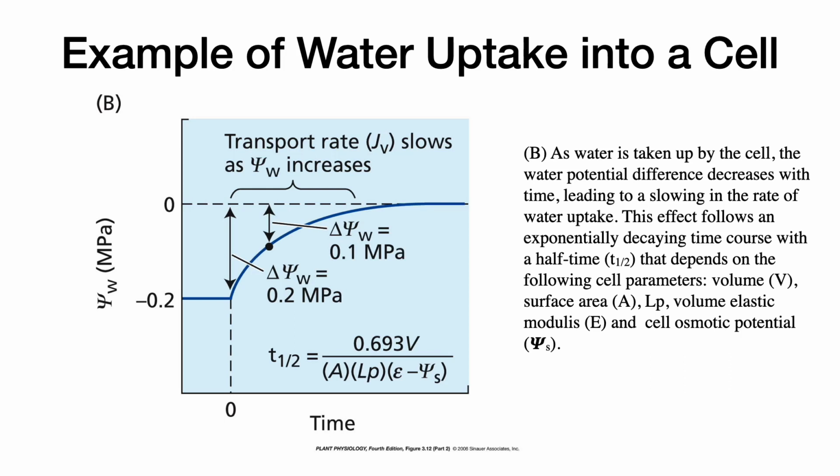Perhaps you're a scientist. You can use this equation, where the half time is equal to 0.693 V, which is the volume, divided by the surface area, in this case of, say, a membrane, times the hydraulic conductivity times, in parentheses, the volume elastic modulus minus the solute potential. Okay, I said I wasn't going to give you this term yet, but this is the last slide. We will define what that solute potential is in the next lecture.